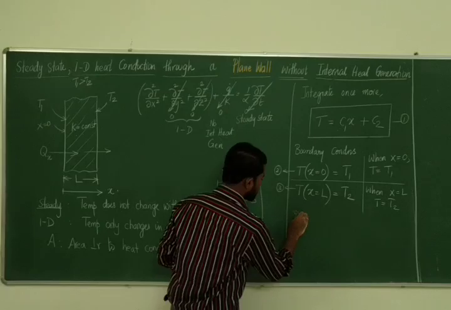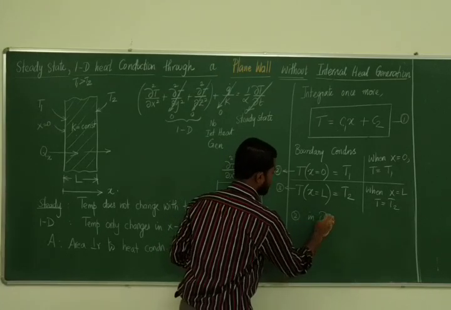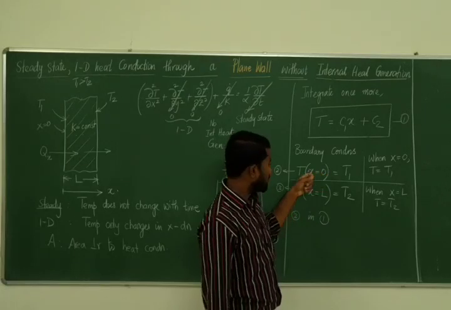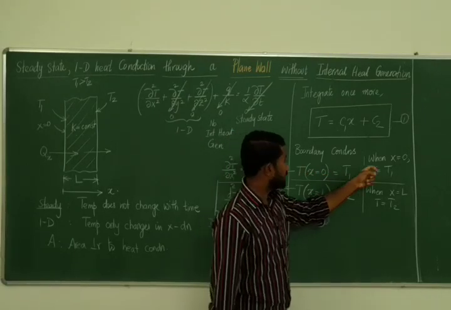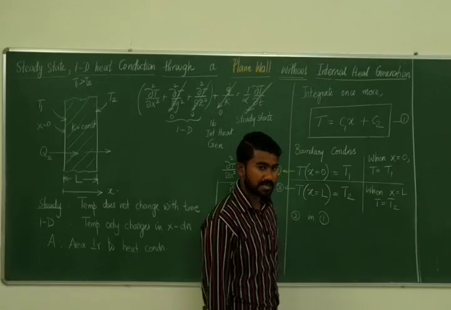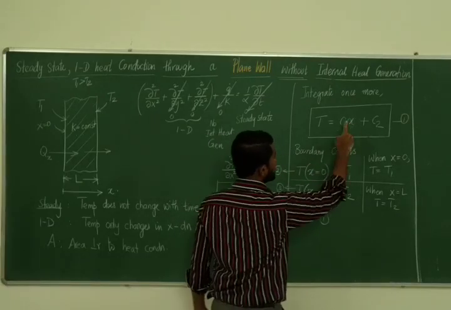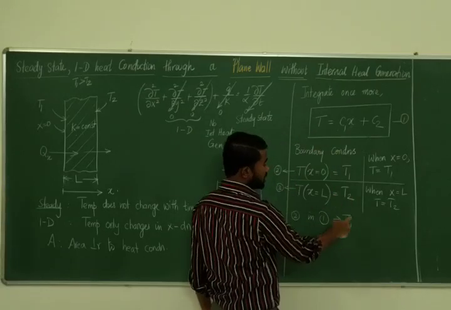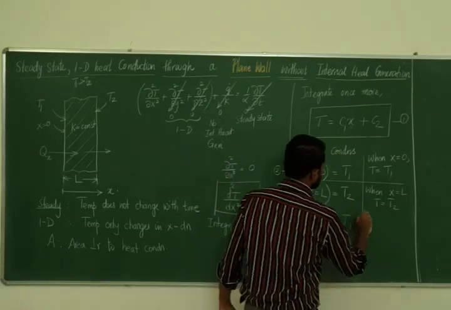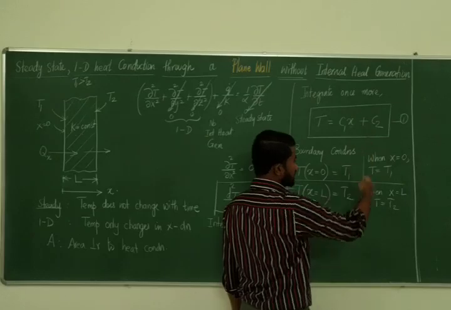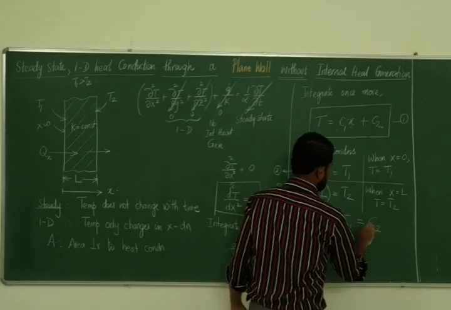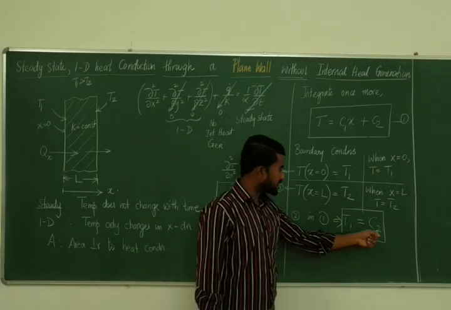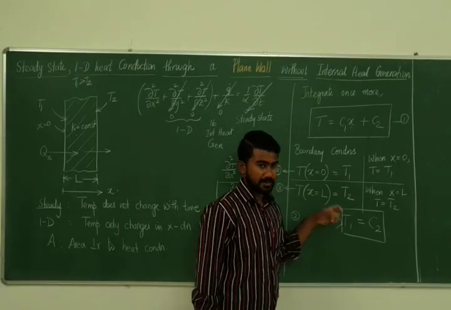Now we substitute 2 in equation 1. How do you substitute 2 in equation 1? You put x equal to 0 and you put T equal to T1. So instead of T you put a T1, equal to c1 into x, which is 0, so it is going to be 0, plus c2 is c2. So you directly get c2 is equal to T1.